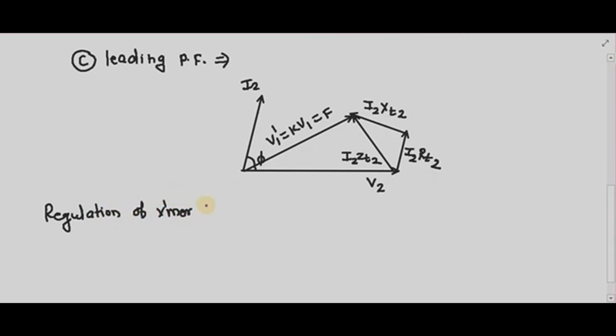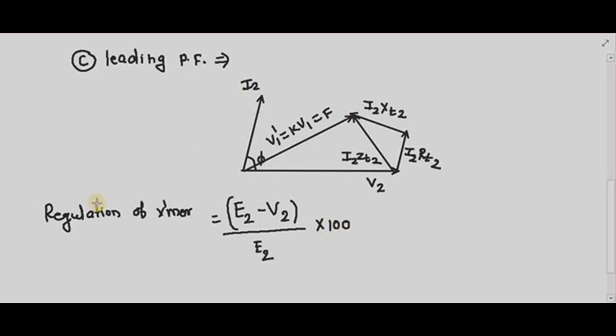Regulation of the transformer is defined as the change in the secondary terminal voltage from no load to full load with primary impressed voltage V1 and the temperature of the transformer maintained constant. So regulation of the transformer is nothing but your no load voltage minus full load voltage. As I have said, it is the numerical difference of the secondary terminal voltage from no load to full load, and we have to express it with respect to the terminal voltage at no load, and if I multiply it by 100 I will get the percentage regulation.